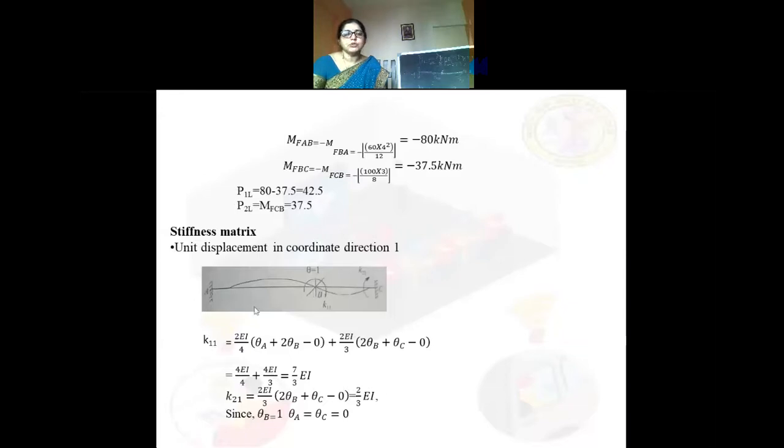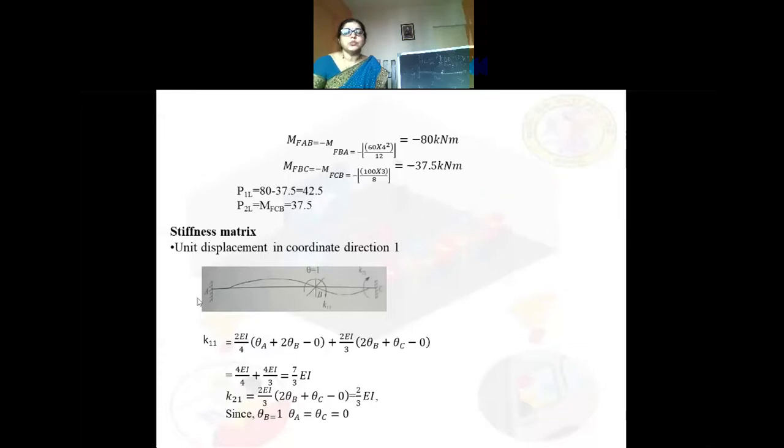For B, which is the far end in beam BA, far end is A, right? So you will write only theta A. Near end is where rotation is happening at support B. Hence you are going to take near end as 2 theta B. Near end gives 4 theta by L, far end gives 2 theta by L.